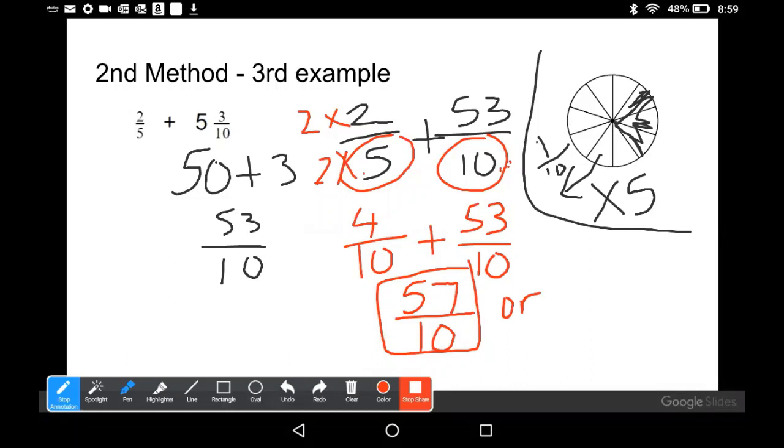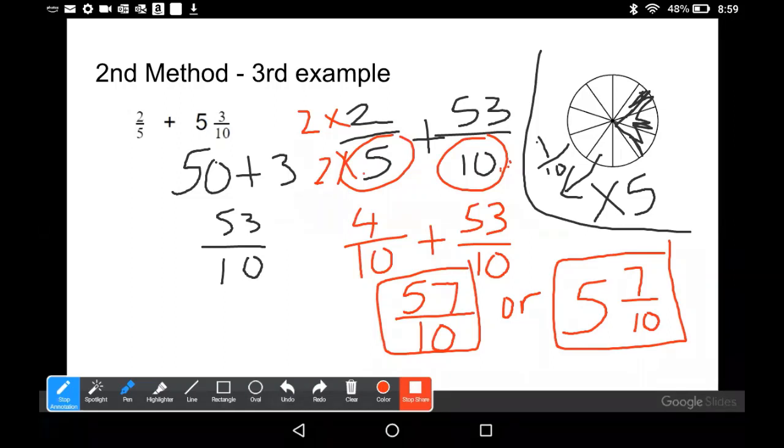Now, if you have 57 pieces of this pizza up here, that means you have 5 pizzas and 7 pieces of another pizza. So 10 goes into 57 5 times with 7 left over. Or think of the visual, 57 pieces. That means you have 10 plus 10 plus 10 plus 10 plus 10 gives you 50, and then you have 7 more. I'm hoping this makes some sense.